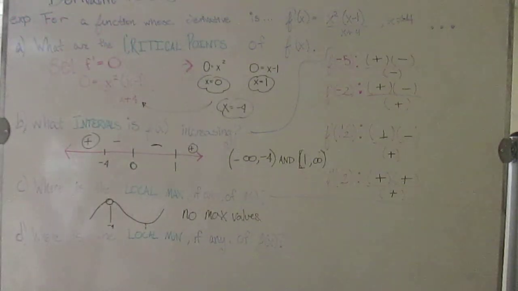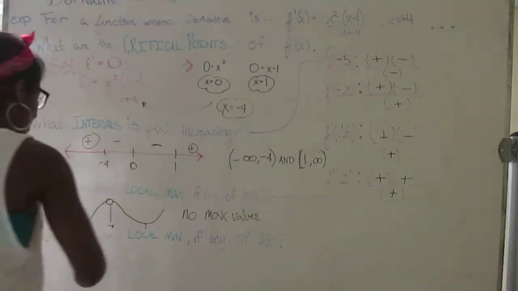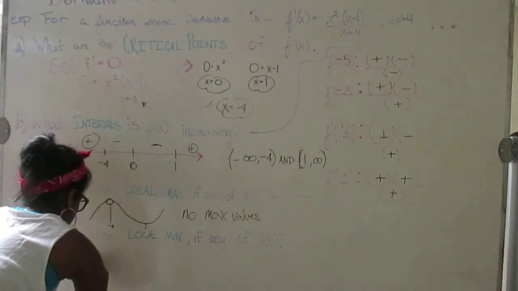And where's the local min, if any, of f of x? So if you look at your graph that we drew, the local min will be at 1, x equals 1.